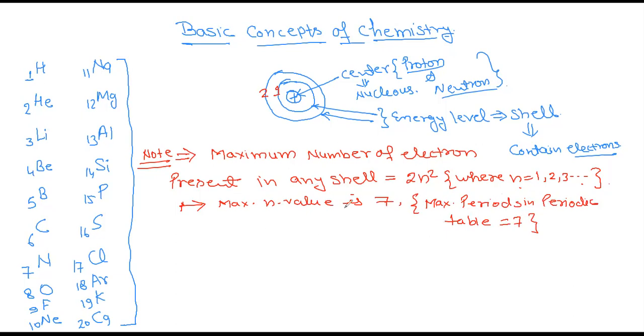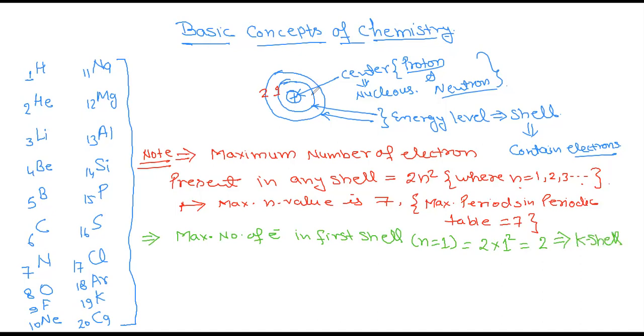Okay, now come to the next point. I have written the number of shells. Now I am saying how many electrons are present in the first shell. The maximum number of electrons in the first shell, that means n is equal to 1, is 2 into 1 squared, that is equal to 2. This is also called the K shell.